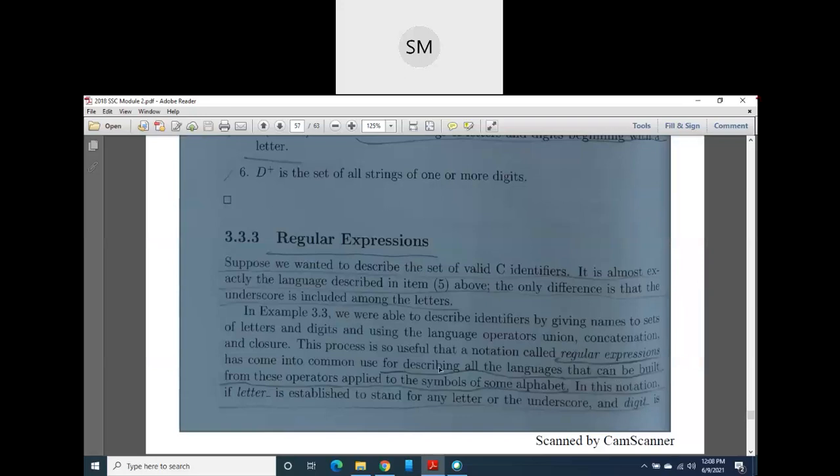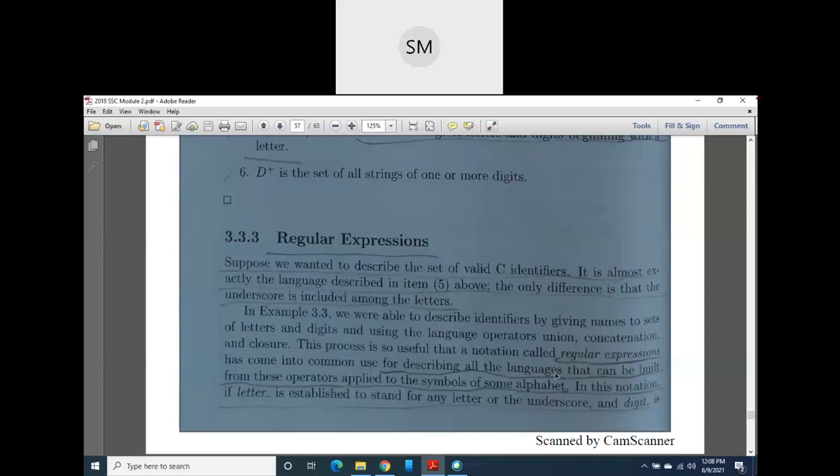Regular expressions are notations, a way of expressing something. What are they describing? Regular expressions describe languages. So languages are described by regular expressions. Remember, regular expressions are the notations which represent, describe and specify languages.